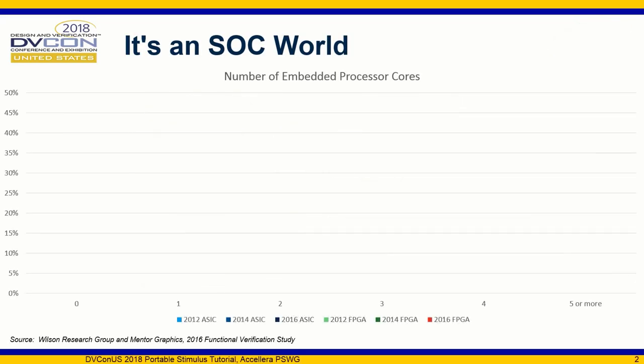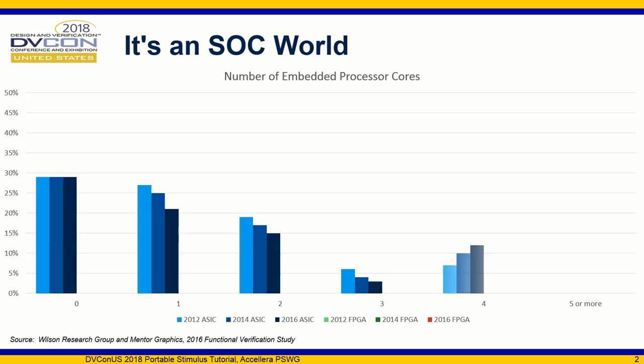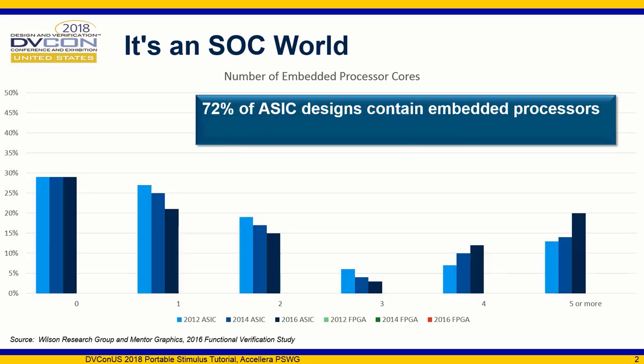Well, we're living in an SOC world, right? So this is the results of a study that Mentor has commissioned Wilson Research Group to do over the last several years. These are the trends. What we're seeing is that 72% of ASIC designs contain an embedded processor. How many of you guys have embedded processors? Close to 3/4. The interesting thing about this is you'll notice that the percentage has been flat for the last 6 years or so, but the percentage of designs with a lot of processors is definitely increasing. So that's kind of interesting.